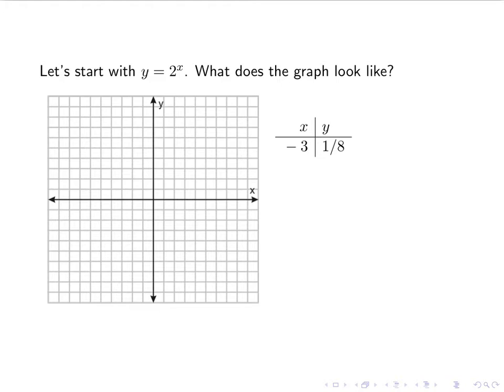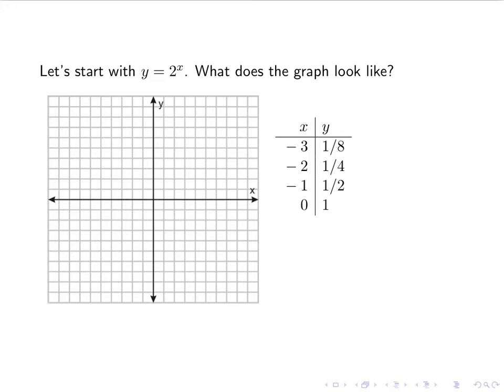The y depends on the x. So if I let x be -3, then I have 2 to the -3. And remember what negative exponents mean. 2 to the -3 means I'm looking at 1/2 to the +3. And 2 cubed is 8, so we get 1/8. If I plug in -2, 2 to the -2 is 1/2 squared, which is 1/4. 2 to the -1 is just 1/2, which is what I have here.